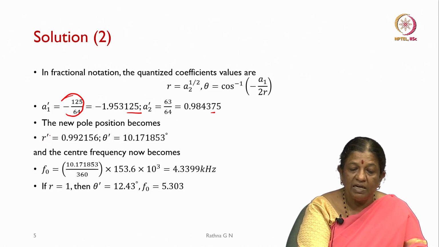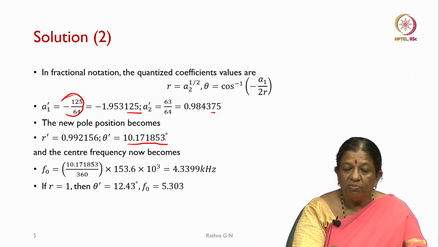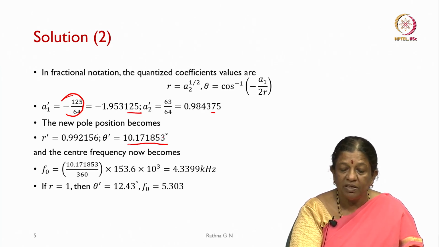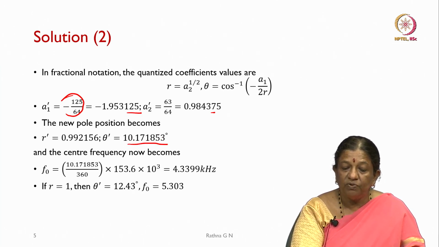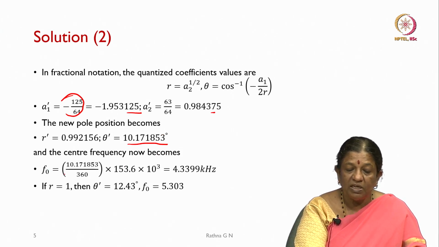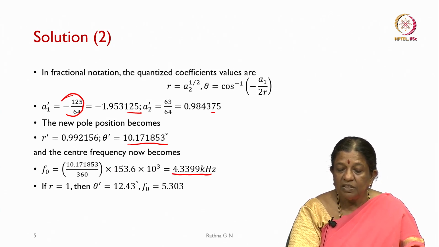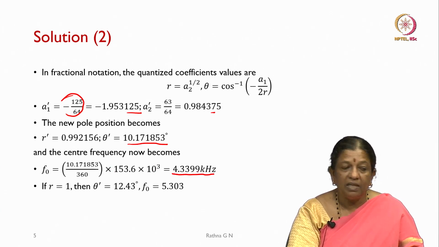We call that R dash and theta dash, which we will be calculating. You are seeing that from 11.54 degrees it has come down to 10.17. If you want to round it off to 2 digits, it is going to be that degree. Now, calculate F naught, that is the center frequency. This is what you will be getting: 10.17 divided by 360 into 153.6 into 10 power 3, because it is in kilohertz. You can see that this is going to be 4.3399 kilohertz.